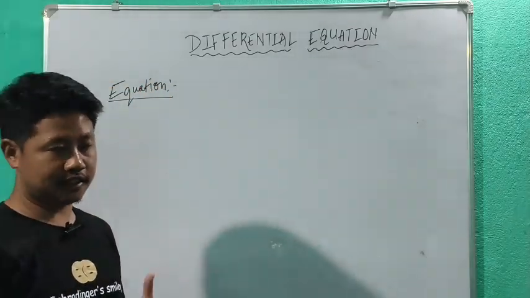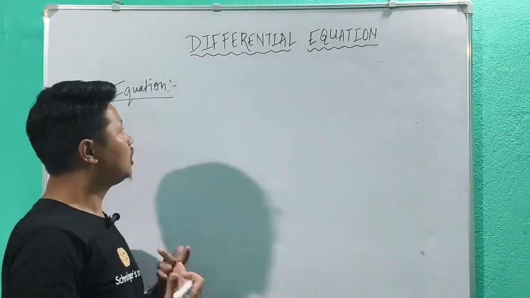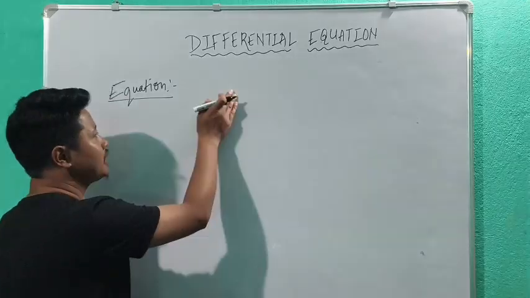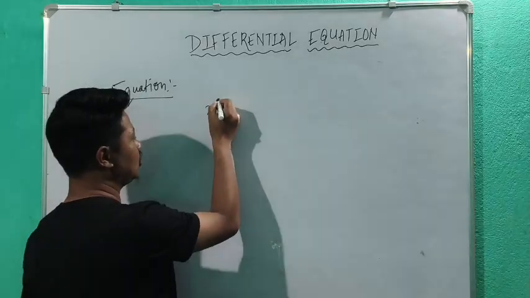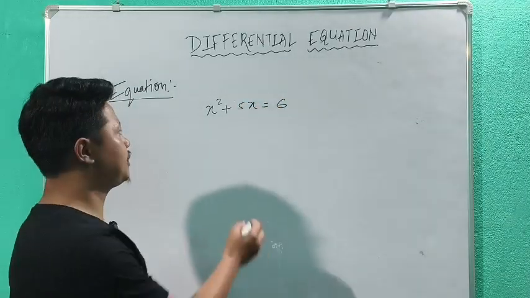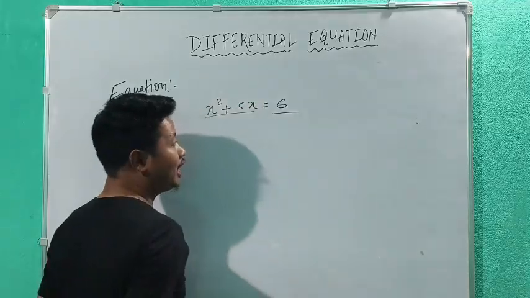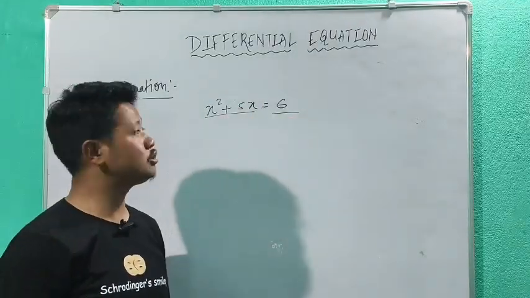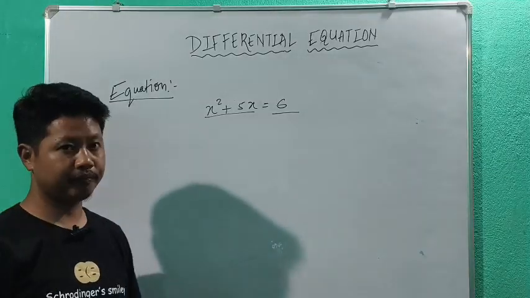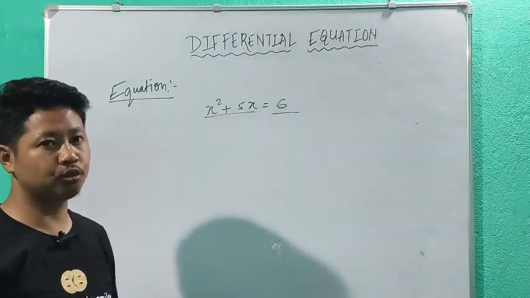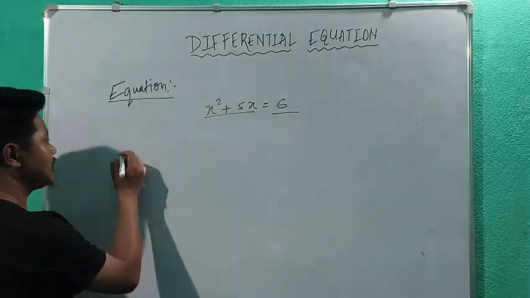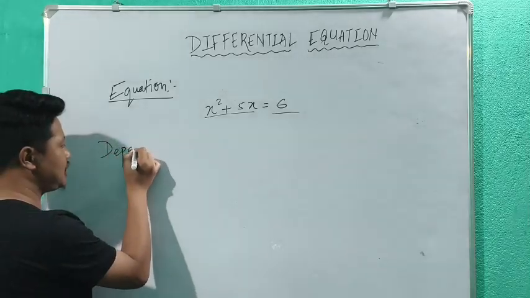An equation is an expression where two expressions are equal to each other. For example, let me write one. Here I have two expressions. This is one expression, this is another expression, and both of them are equal to each other. This form is called an equation. After this, we must know about the dependent and the independent variable. So what are the dependent and independent variables? Let us see.